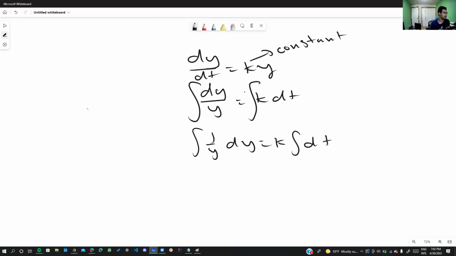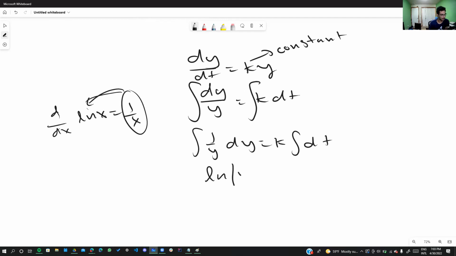Now we've learned before that the derivative of natural log of x is 1 over x. That means the integral of 1 over x, because they're opposites, has to be natural log of x. Here it would be natural log of y, but there's a special case because natural log can only take positive values, so we have to make sure we take the absolute value of y. And over here we have kt plus c.